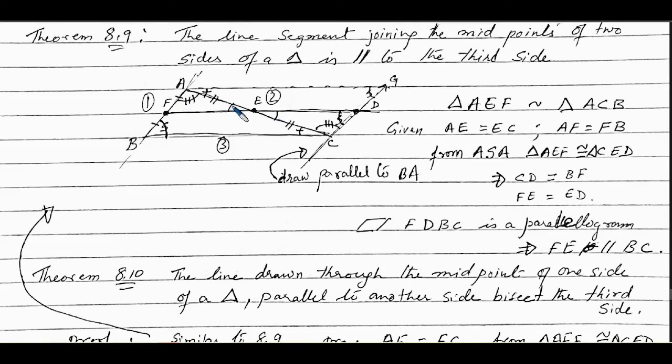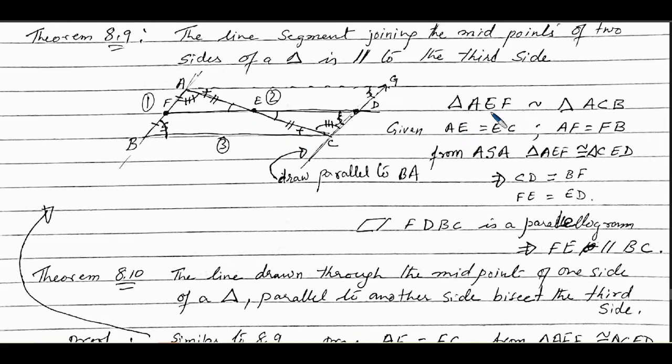So from angle side angle, these triangles are congruent. Once they are congruent, since this side is equal to this side, this side also has to be equal to this side. So now you get this parallelogram. By the definition of a parallelogram, opposite angles have to be equal, so this angle and this angle are the same. Similarly, I can show that this angle is equal to this angle, so this forms a parallelogram. Since it forms a parallelogram, FE is parallel to BC.